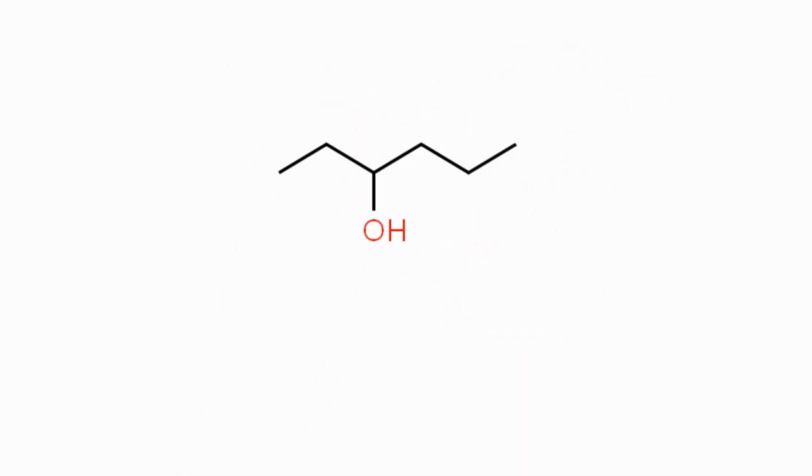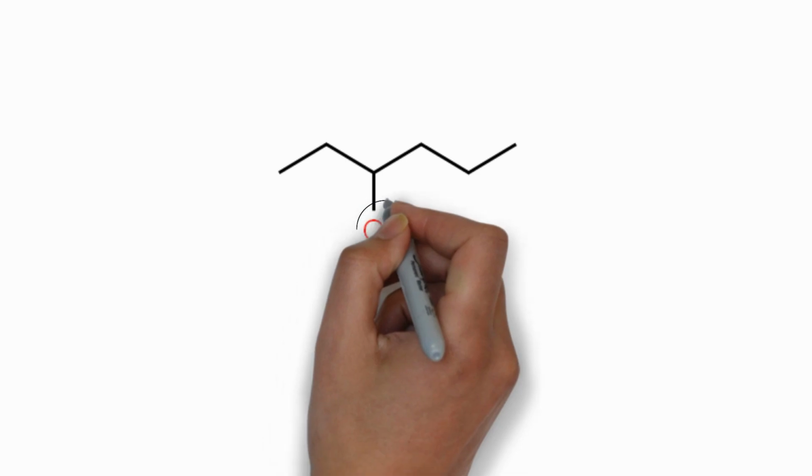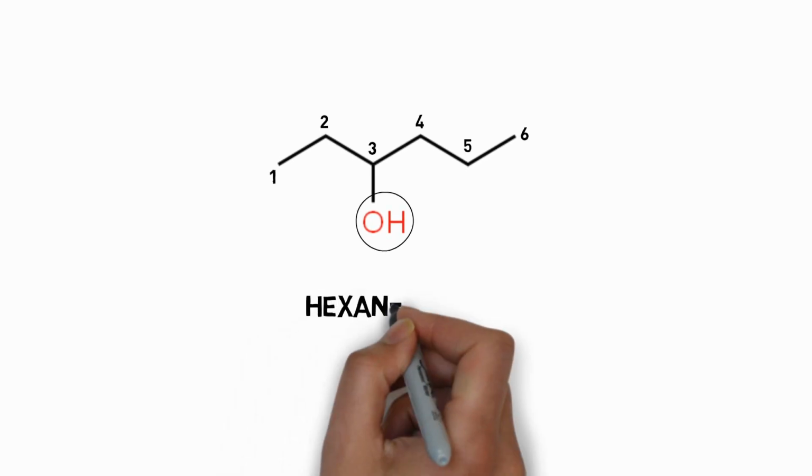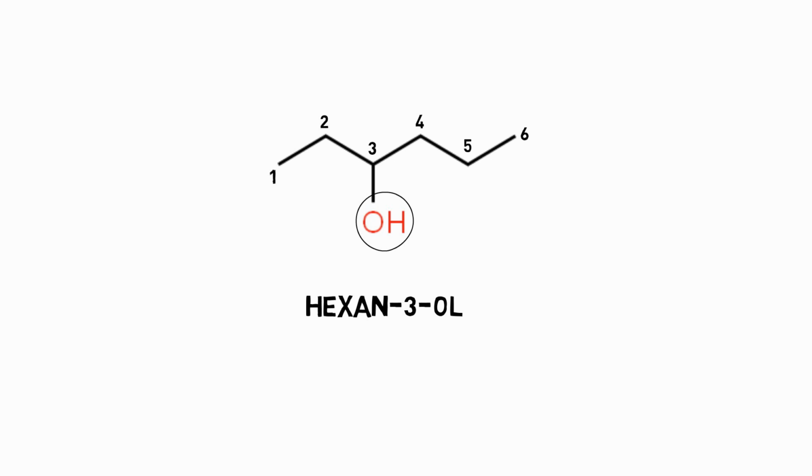Now in the second compound, here we go in the same order. We have alcohol as our functional group, and we have no double or triple bond. We find our longest carbon chain that has 6 carbon atoms. So we name Hexane, and the lowest number possible for the alcohol group is 3 here, so we have Hexan-3-ol.